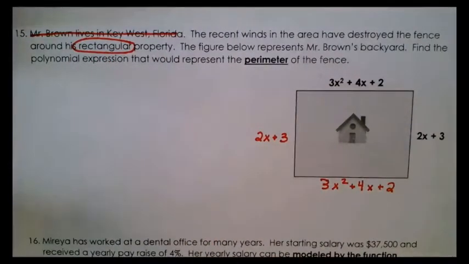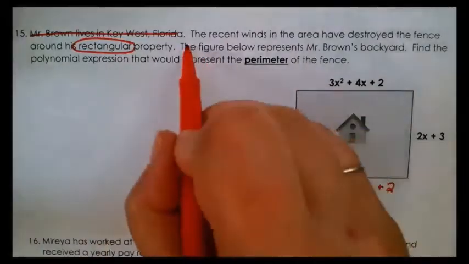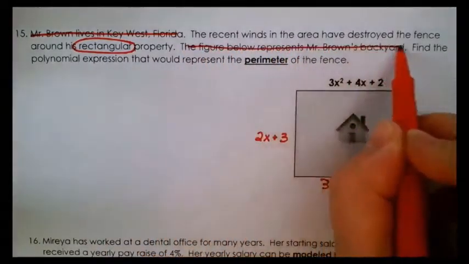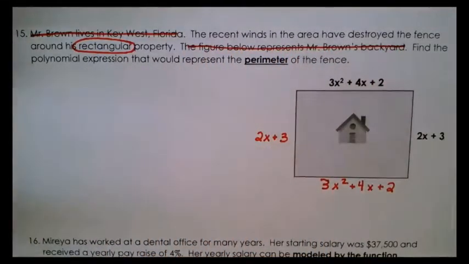The figure below represents Mr. Brown's backyard. Well, I know that. So not important. Cross it off. Knock it out of there. Find the polynomial expression that would represent the perimeter of the fence.